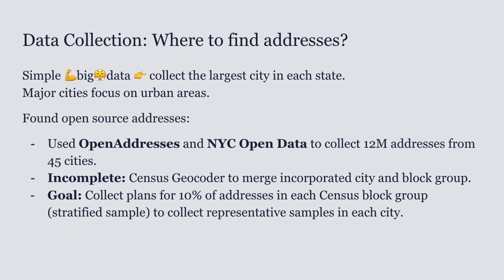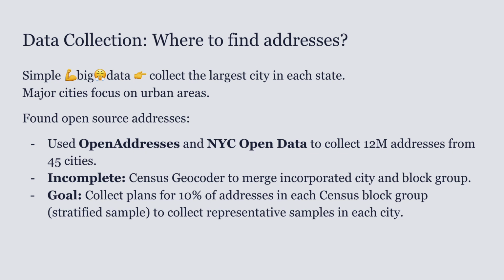So the first is, where do you find addresses, right? So we chose the simple big data approach of, let's just do the biggest city in each state. And that allowed us to focus on urban areas, which are often neglected in conversations about the digital divide, which tend to be about rural areas. So what we did is we found some open sources. The first is OpenAddresses, and the second is the NYC Open Data. And that helped us get about 12 million addresses for each of the cities.